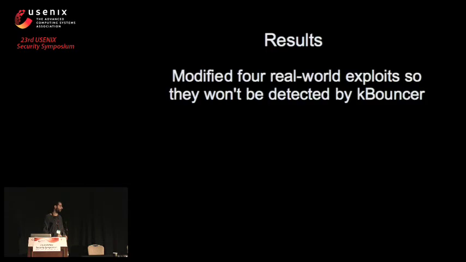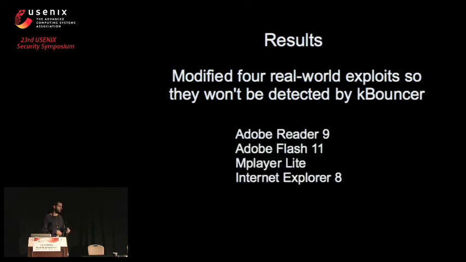So what results do we have? Well, kBouncer showed that it was effective at preventing 6 real-world exploits. So what we did is we took 4 of those, and we modified the exploits to be stealthier versions of the exploit, which would work even in the presence of kBouncer. And the 2 which we didn't modify were basically because we couldn't run the exploit in the first place.